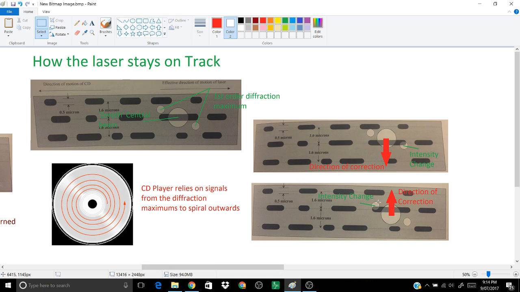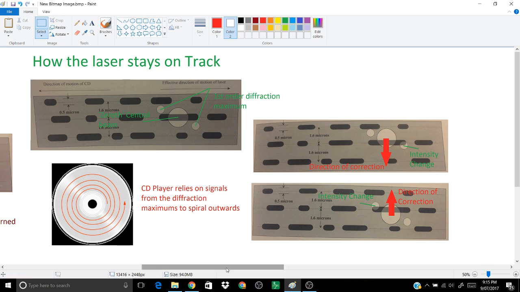Okay, so in the other case, what if the laser beam was to move too far down? Well, in that case, this one here is returning a signal that says, hey, I'm getting intensity changes. You need to make the correction back in my direction. So if this one is sending a signal, this one is not. This one's returning a signal saying, hey, you need to get back on track. It will correct upwards. So in this way, the main central beam will stay on track by updating from corrections that have been communicated by the intensity changes of these first order diffraction patterns.